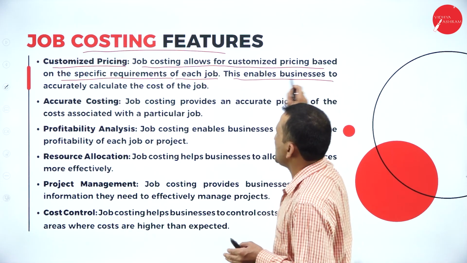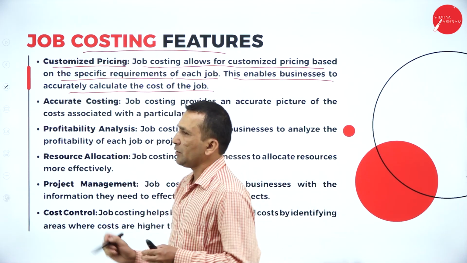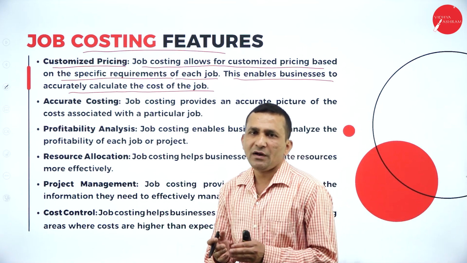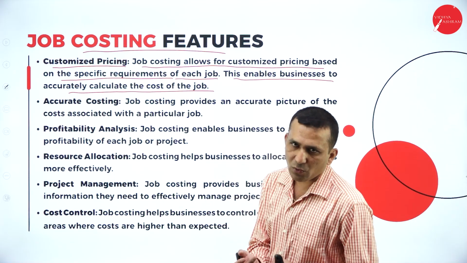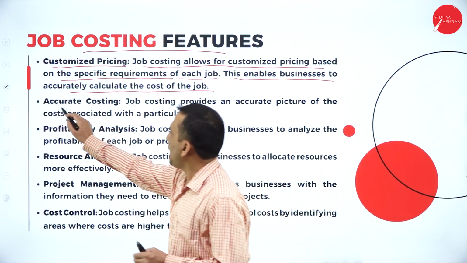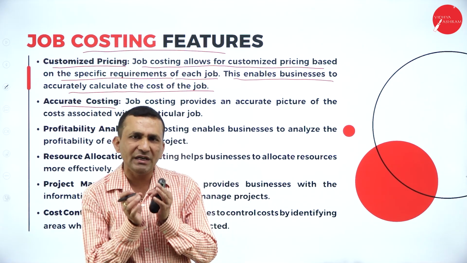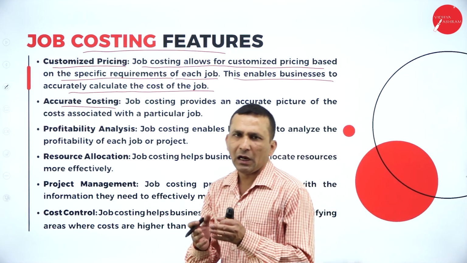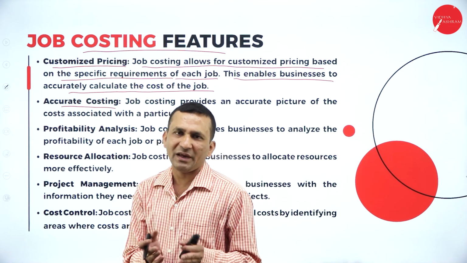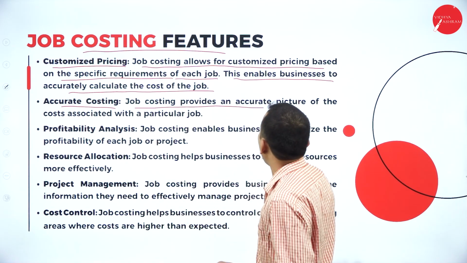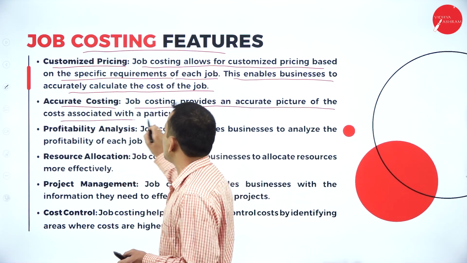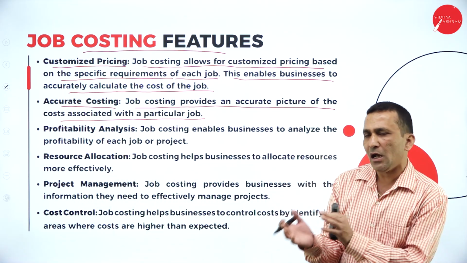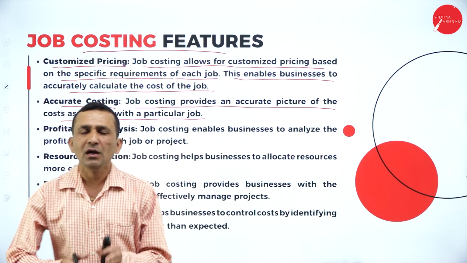So this enables the business to accurately calculate the cost of the job. Because the customer will ask what the price is if they place an order, I definitely need to calculate it. As a business, I want to calculate using costing. And accurate costing, because we get a clear picture of how much raw material and labor are involved in the process, and other overheads related to performing a job. So job costing provides an accurate picture of the costs associated with the particular job. We calculate not only the direct cost, but apart from the direct cost, we also calculate the indirect costs.